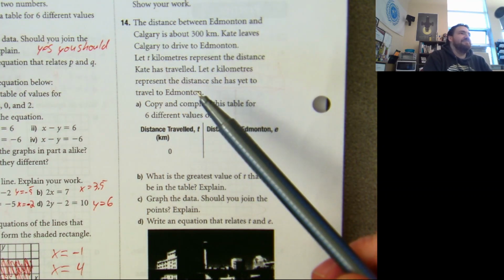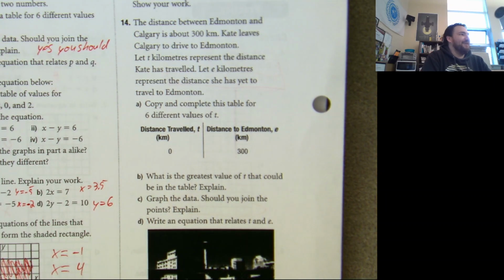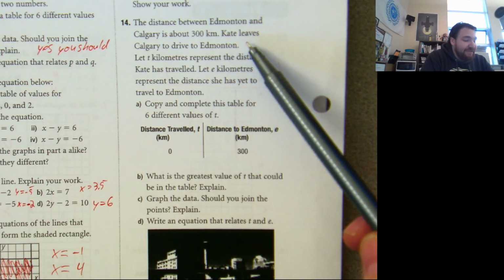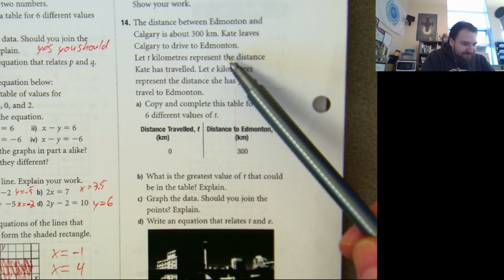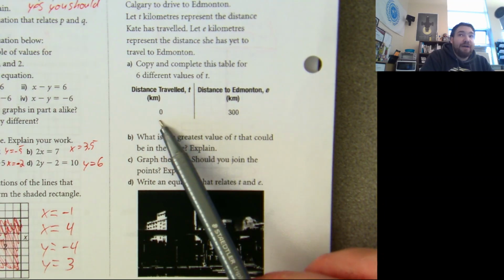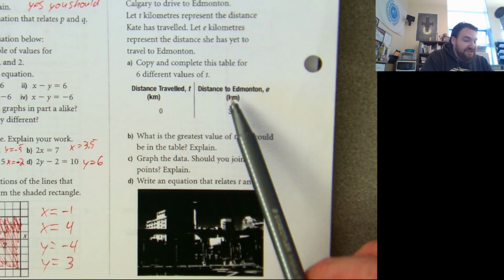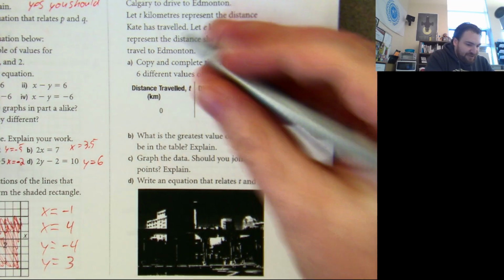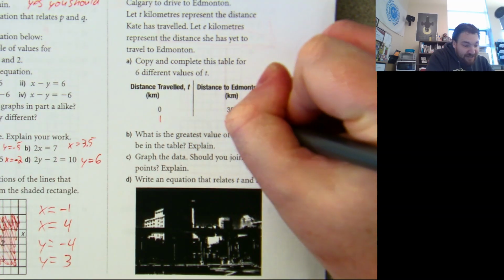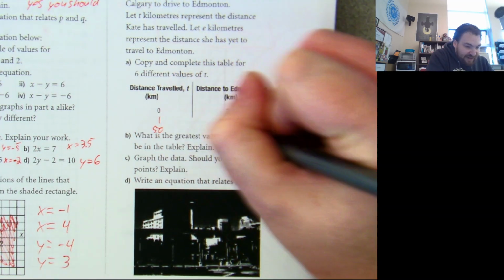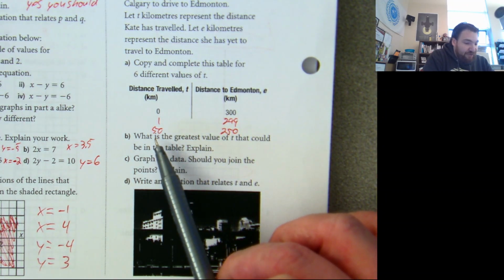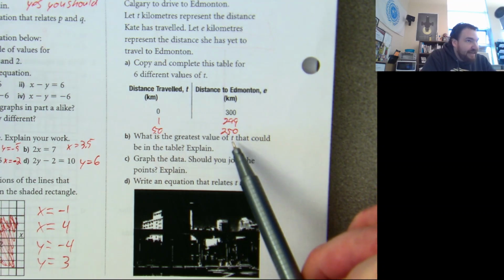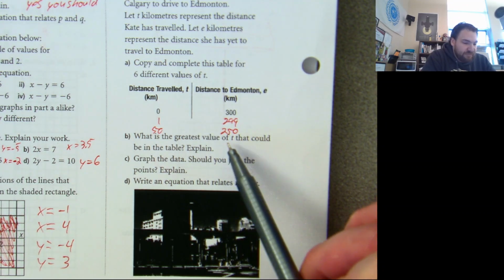But Calgary floods, so they both have their pros and cons. But Kate decides to leave Calgary and drive to Edmonton. Maybe it's flooding in Calgary, because it always does every year. As you travel away from Calgary, your distance to Edmonton is going to go down. So like 1 and 299, 50 and 250. And eventually you're going to reach 300 kilometers traveled, and now you're in Edmonton, distance is 0.